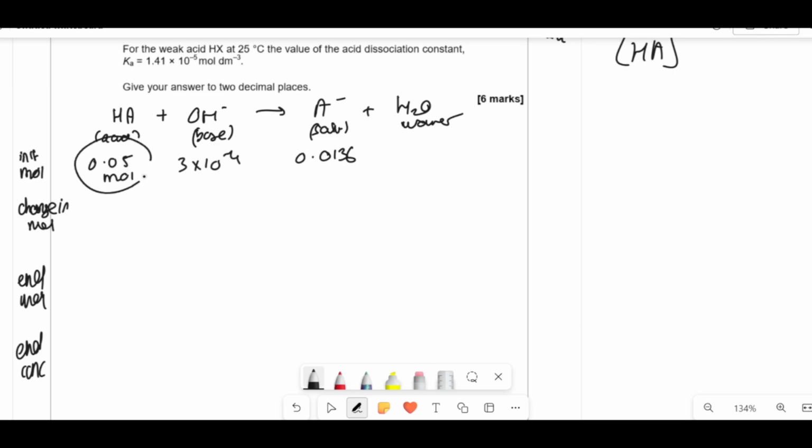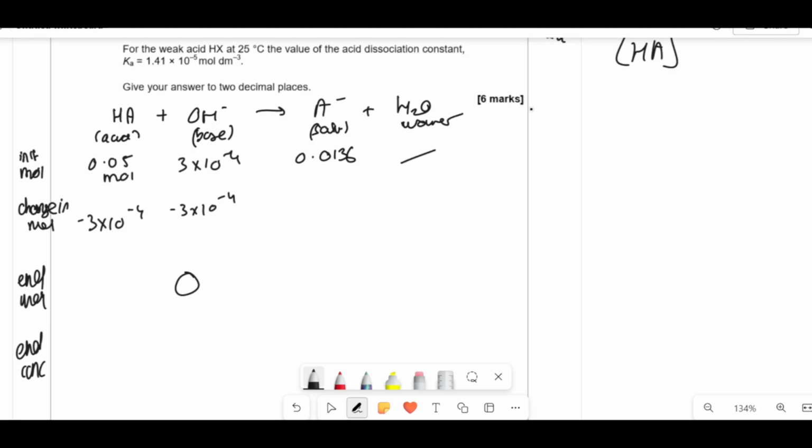Right? So there's much less of that compared to this. So what's going to happen is these two are going to react and this is going to drop. So then this is eventually going to be 0. So the change in this is minus 3 times 10 to the minus 4. It's a monoprotic acid, so they react in a 1-to-1 ratio. So that's going to drop by minus 3 times 10 to the minus 4. If these two have dropped, these two go up.